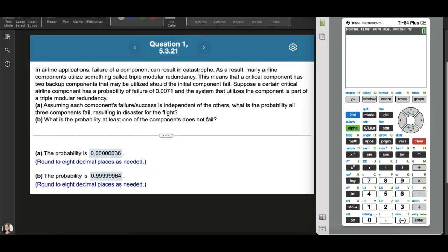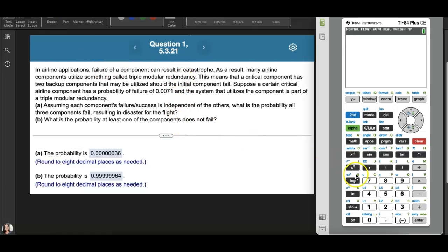What we're trying to find in these two parts are probabilities that involve, really underlying here, the word "and." So, for instance, in this first part where it says, assuming each component's failure or success is independent of others, what's the probability that all three components fail, resulting in disaster for the flight? So that means the probability that the first component fails and the second component fails and the third component fails.